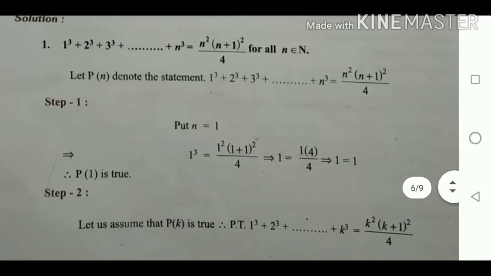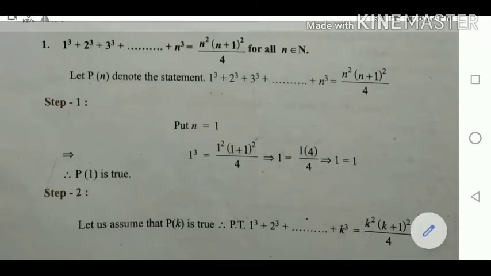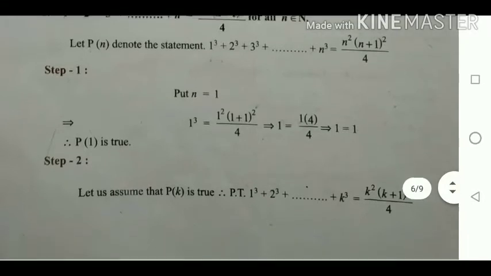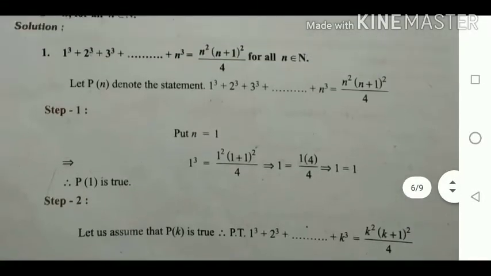1 cube plus 2 cube plus 3 cube, etcetera, up to n cube equals n square into n plus 1 whole square by 4, for all n belongs to N. If P denotes the statement 1 cube plus 2 cube plus 3 cube up to n cube, the formula is n square into n plus 1 whole square divided by 4.